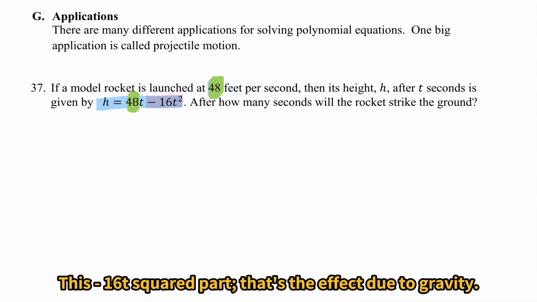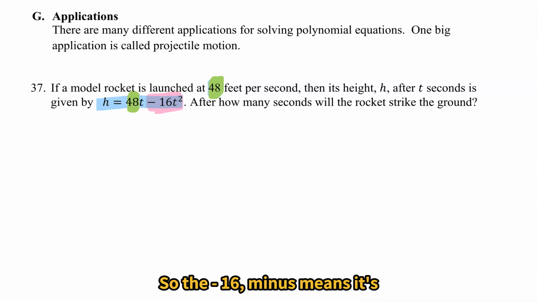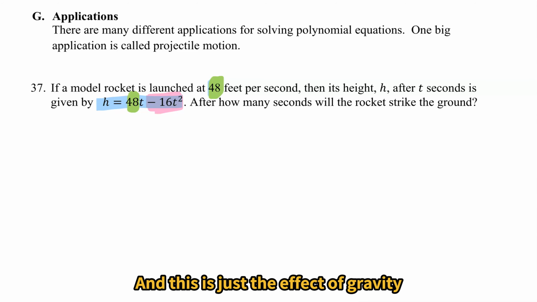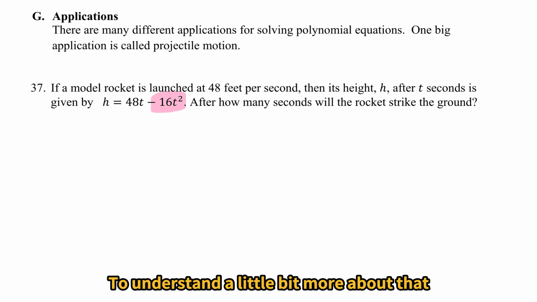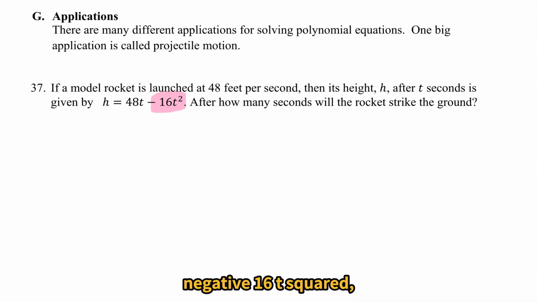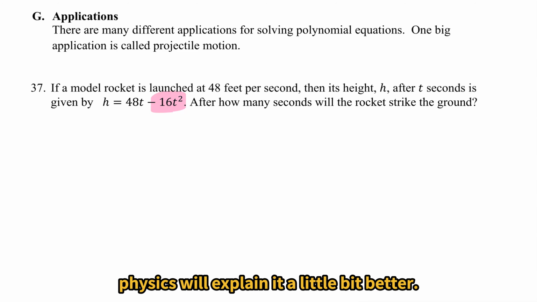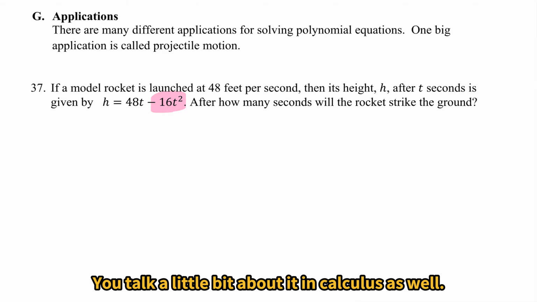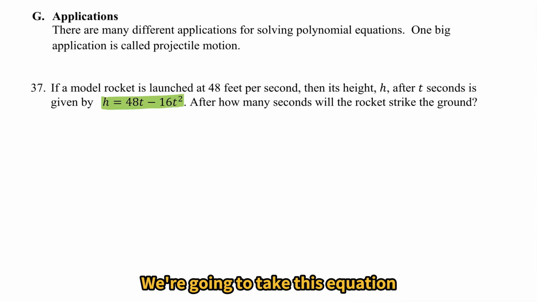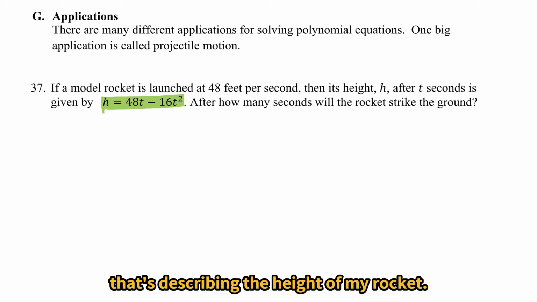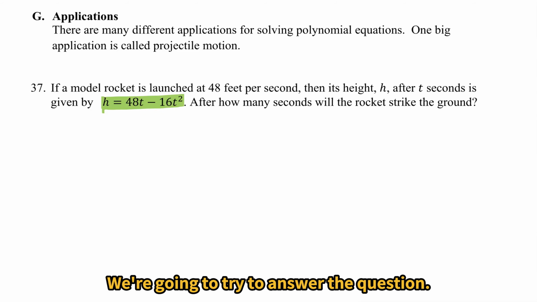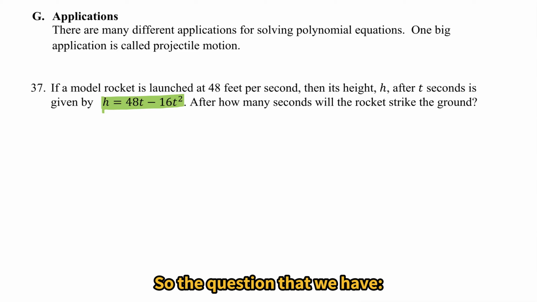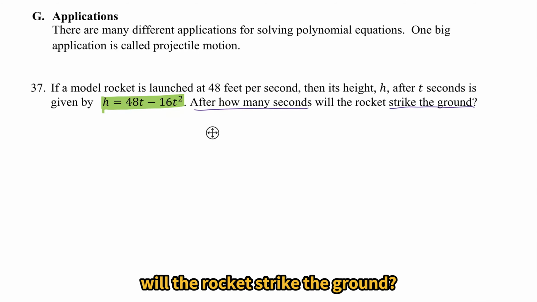This minus 16t squared part, that's the effect due to gravity. So the minus 16 means it's coming back down to the ground. And this is just the effects of gravity. To understand a little bit more about that negative 16t squared, physics will explain it a little bit better. You talk a little bit about it in calculus as well. We're going to take this equation that's describing the height of my rocket, and we're going to try to answer the question. So the question that we have, after how many seconds will the rocket strike the ground?